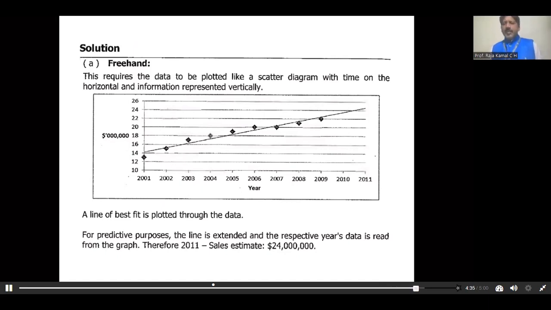So there are certain limitations for this method, and also certain advantages. Both advantages and disadvantages are there, and mostly we use the semi-averages method, moving averages method, or exponential smoothing method to predict the values in time series.